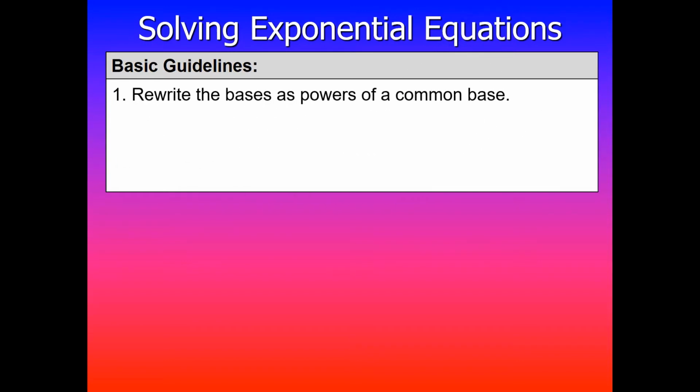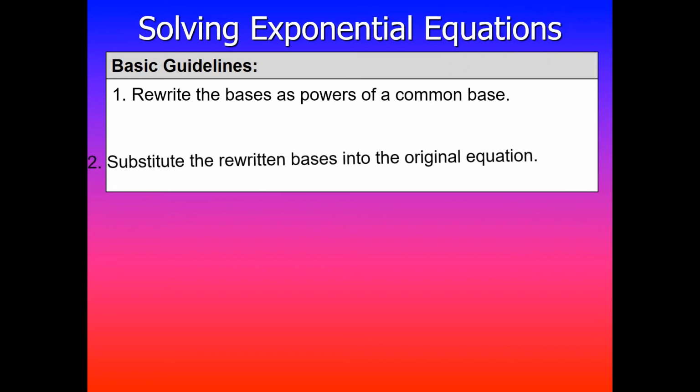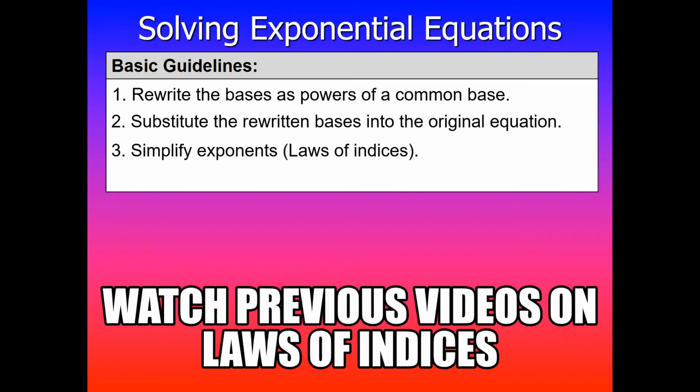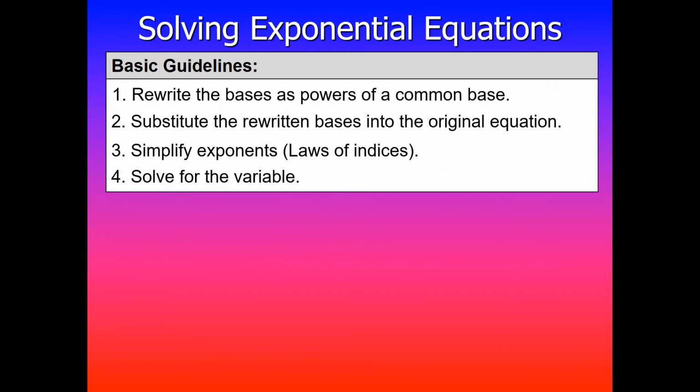The first one is you need to rewrite the bases as powers of a common base. Then you will need to substitute the rewritten bases into the original equation. And once you have done that, then you will need to simplify exponents using laws of indices. And in my previous video, I have already covered laws of indices. If you haven't already, please do check that one out. And finally, you will solve for the variable.